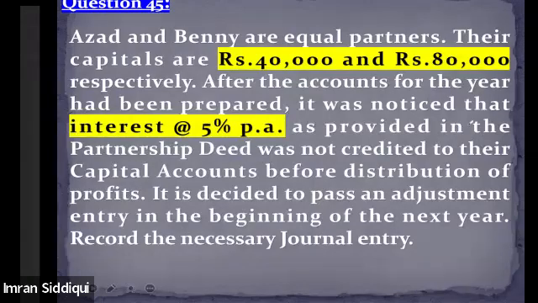Okay, the next question is very much similar to the previous one. It says Azad and Benny are equal partners. Their capital contributions were 40,000 and 80,000. After the accounts for the year had been prepared, it was noticed that the interest at the rate of 5% per annum, as provided in the partnership deed, was not credited to their capital account before distribution of the profit. It is decided to pass an adjustment entry in the beginning of the next year. Record the necessary journal entry. So this question is exactly similar to the previous one, only this time the values are different. So let me show you how we will solve this question.